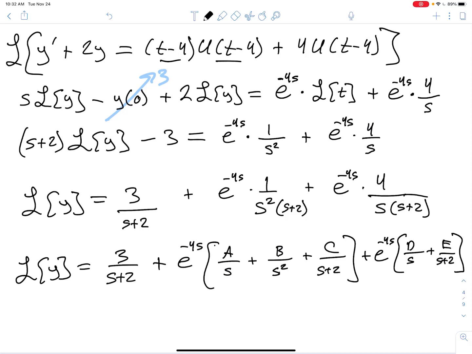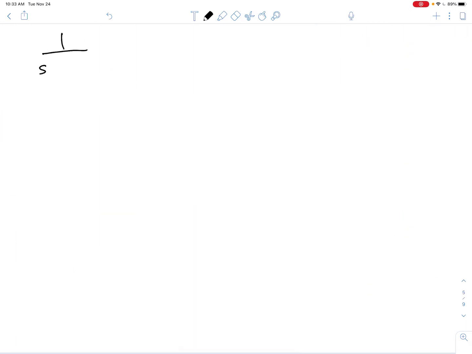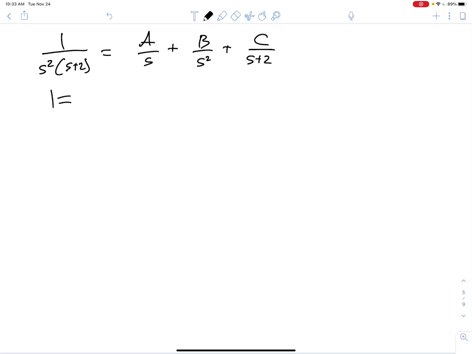Okay, so let's run those partial fractions through a minute here. So let's do the first one. We have 1 over s squared (s + 2). That's supposed to equal a over s plus b over s squared plus c over s + 2. If we clear denominators, we're going to get a s (s + 2) plus b (s + 2) plus c s squared. All right, and we should be able to solve this using some of our standard tricks.